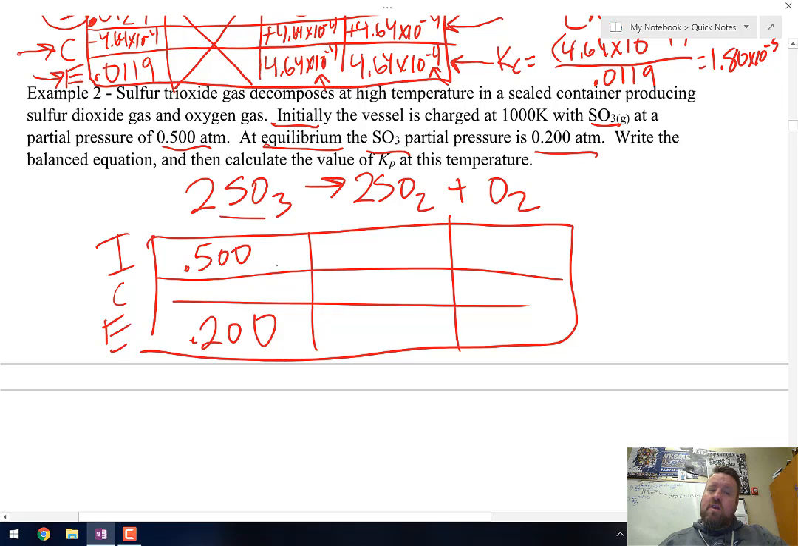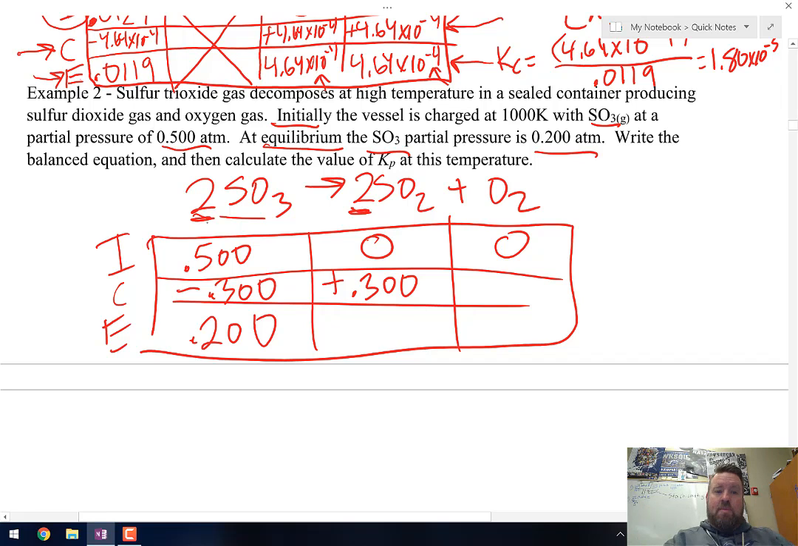But again, if it was initially just charged with 0.5 atmospheres of SO3, it means there was no SO2 and no O2. So that's everything that we know. But again, once we know an initial and a change, we can go, okay, it was 0.500, now it's 0.200, so it went down by 0.300. Now again, here at the change part is where you have to be careful with the stoichiometry. If it goes down by 0.3 and it's a 2-to-2 ratio, then this one's going to go up by 0.3 because the ratio is the same.